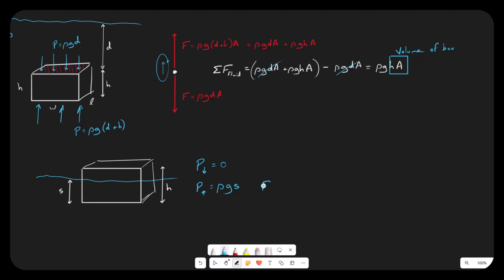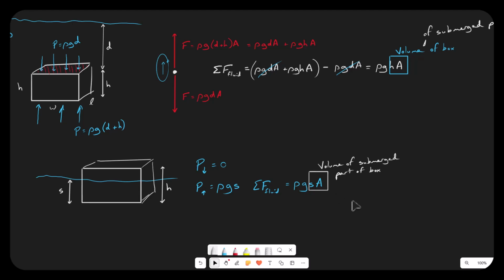So the force, the net force from the fluid, is going to be rho g S A, and S A, that's the volume of the submerged part of the box. Which was true up here. This is the volume of the submerged part. It's just up here the entire box was submerged, so it worked.